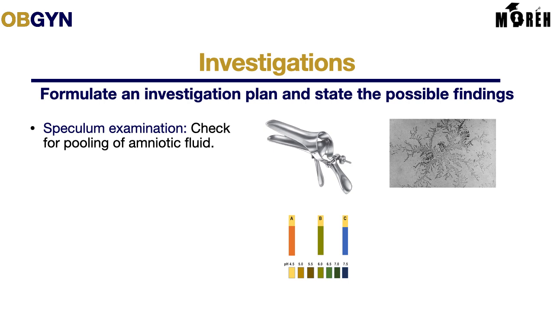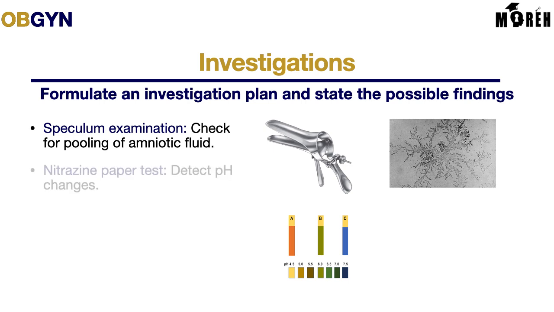Usually you can see the liquor, and you have to write down the color that you can see. Is it green? Is it clear? It's very important to note. Now, just because there is pooling doesn't mean you've confirmed that it is PROM. Just because there is no pooling doesn't mean there is no PROM.